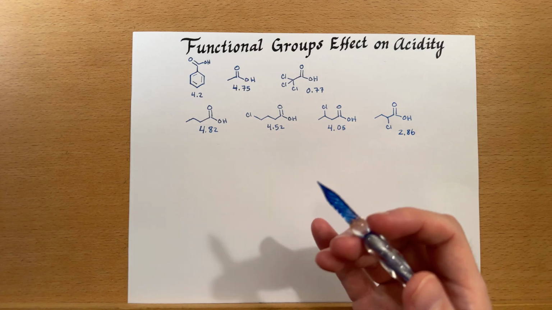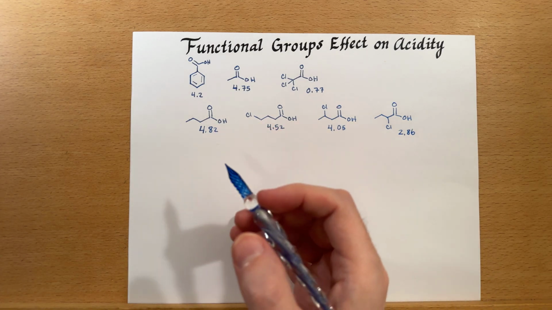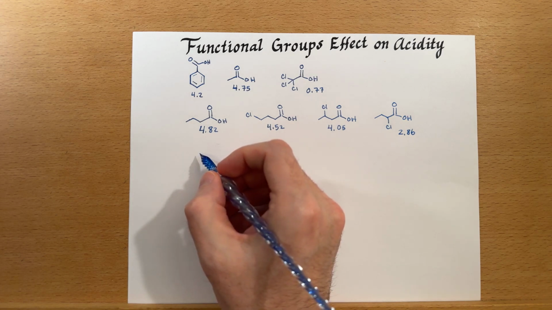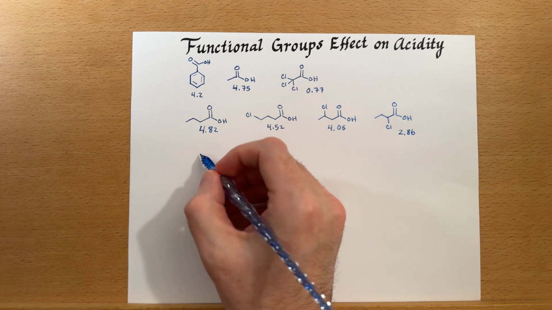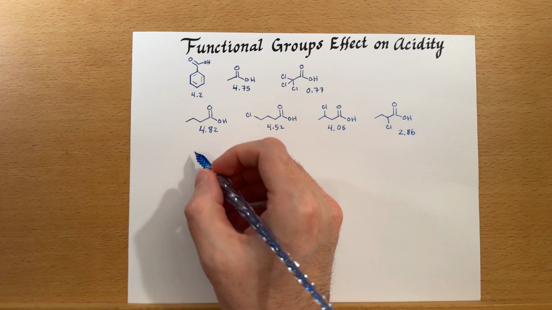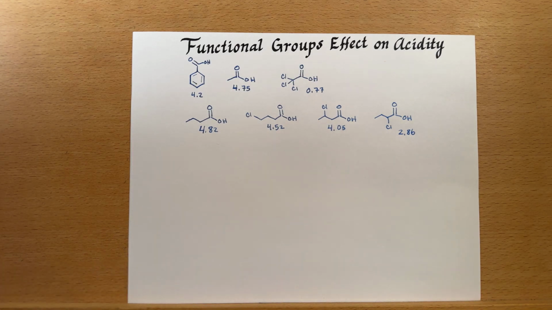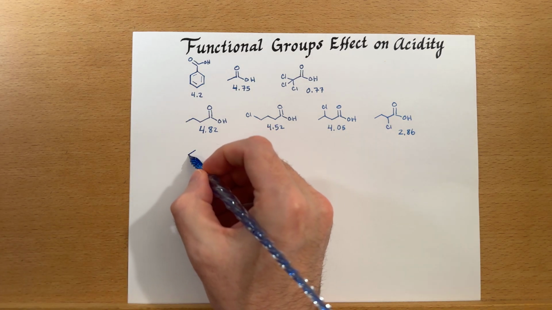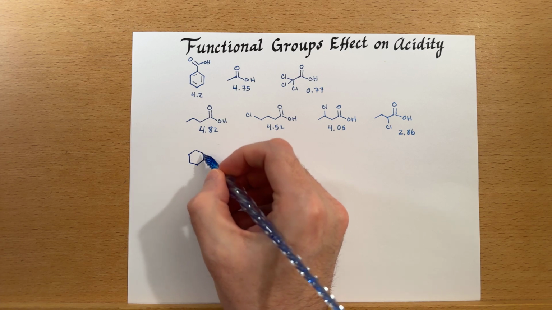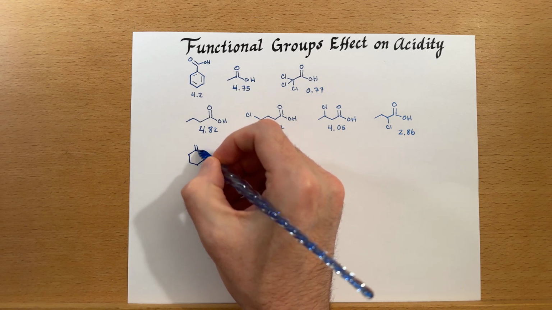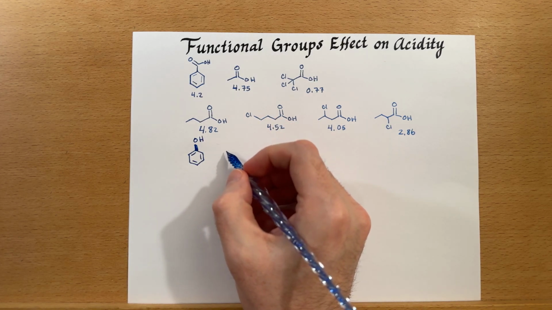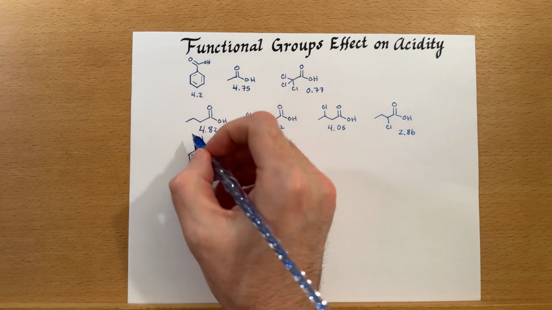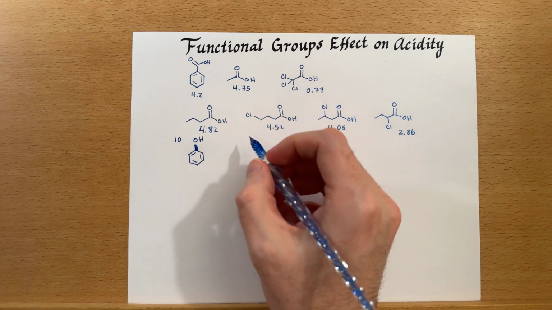Let's look at another system, just the phenol system. And I wanted to go over why phenol is acidic in the first place. And then we can talk about some functional groups on there. So phenol just by itself has a pKa of about 10.